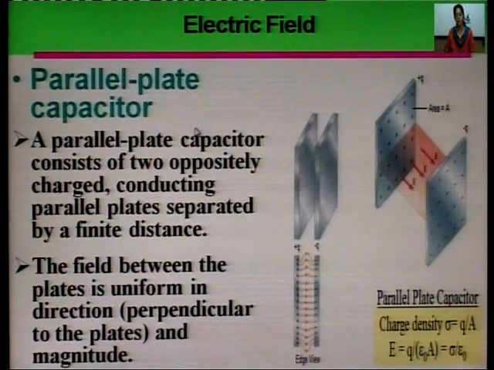For a parallel plate capacitor, meaning two charged plates, a parallel plate capacitor consists of two oppositely charged conducting parallel plates separated by a finite distance. The field between the plates is uniform in direction and magnitude, perpendicular to the plates. The electric lines of force between two parallel plates are shown here. This is positively charged, this is negatively charged. They start from positive and end on negative. At the edges, they are somewhat bulging out. So this is the electric field, or you can say electric lines of force, due to two charged plates.